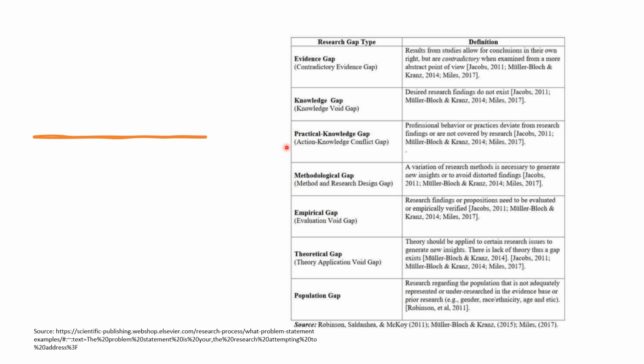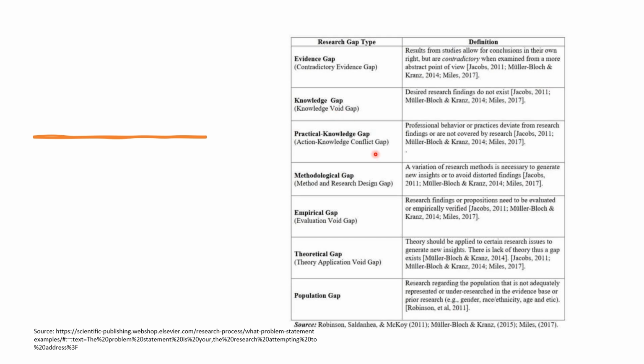Another kind of research gap is the knowledge gap, or the knowledge void gap. It is when the desired research findings do not exist. Say, for example, there is a need to produce a medicine to cure cancer. Since there is a lack of knowledge on producing a medicine or a pill to cure cancer, there is something that is unknown yet. So this presents us with a knowledge void gap.